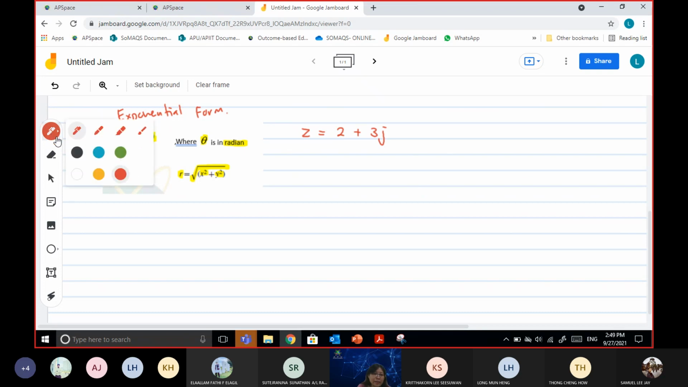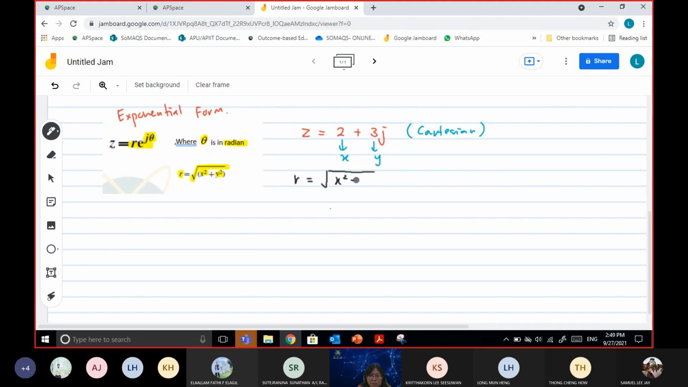Looking at the Cartesian form that we have right now, we identify which one is the x and which one is the y. Then for the exponential form, the r is the square root of x squared plus y squared. So you need to calculate 2 squared plus 3 squared, which gives the square root of 13.